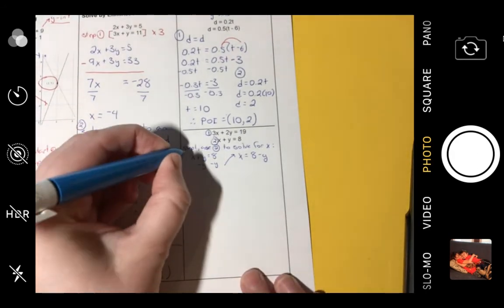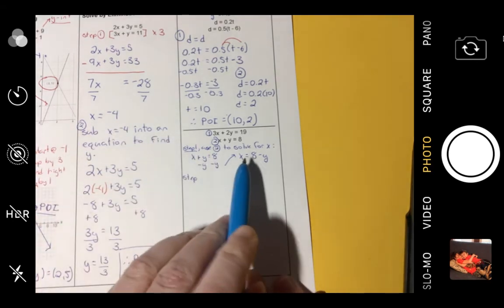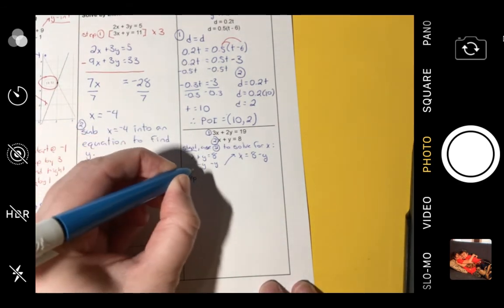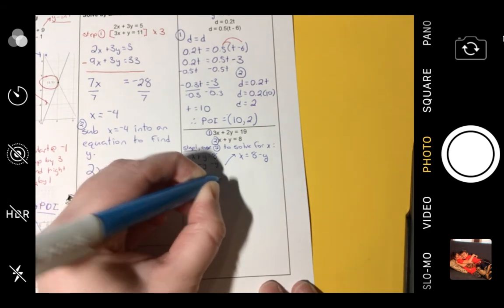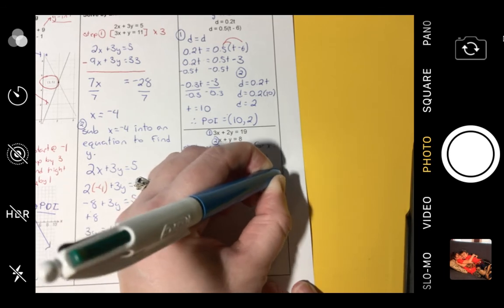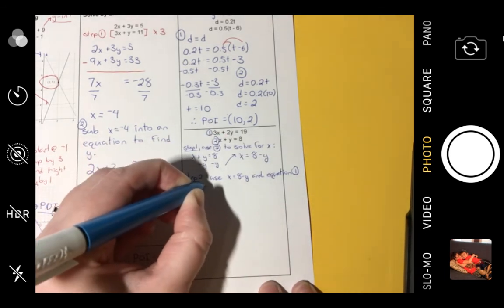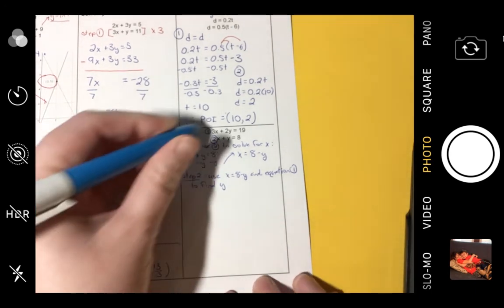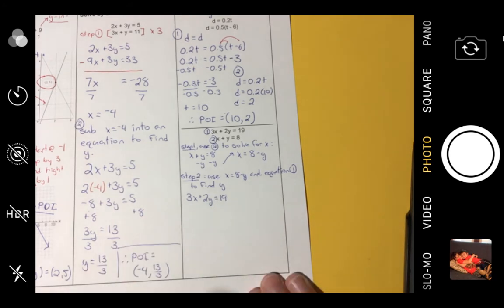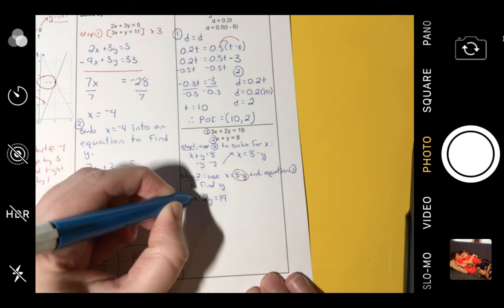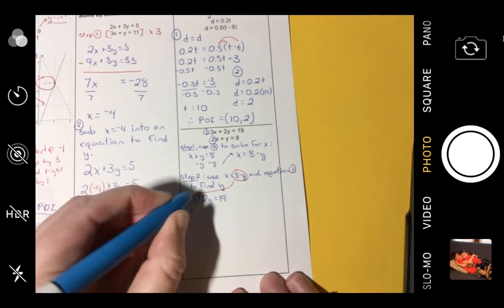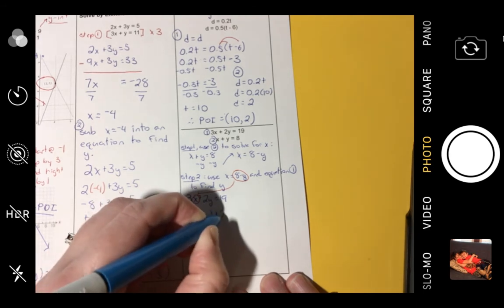Okay? So now my second step is I'm going to take my equation for x and put it in for my x into equation 1. So step 2 is use x equals 8 minus y and equation 1 to find y. So if I have 3x plus 2y equals 19, now I'm going to plug in my blob for my x. So instead of x here, it's going to be 3 times 8 minus y plus 2y equals 19.